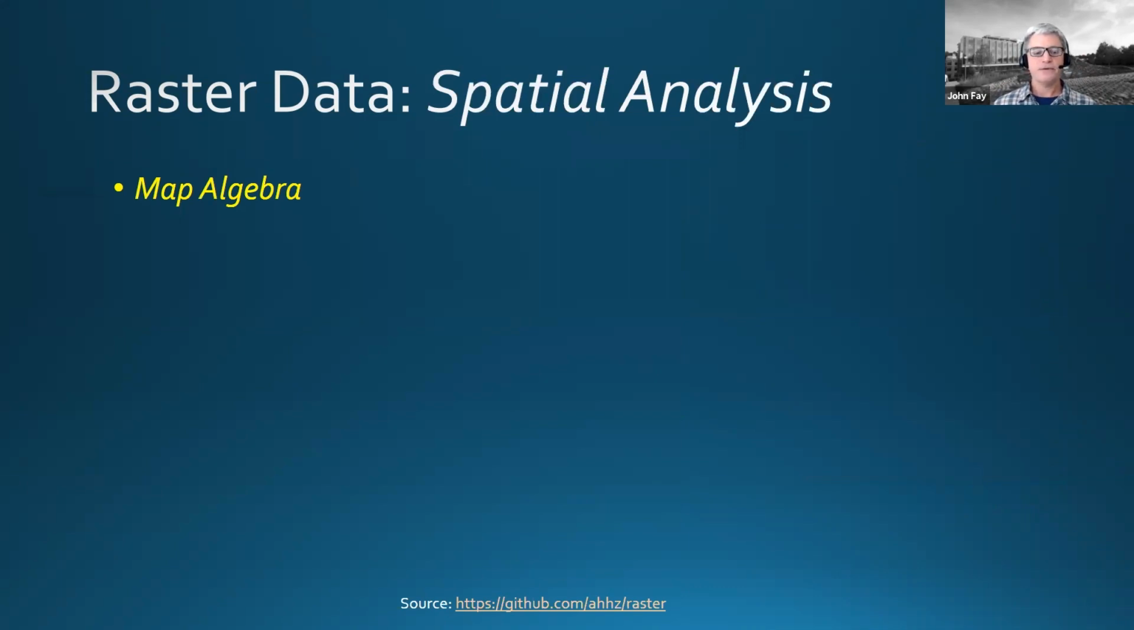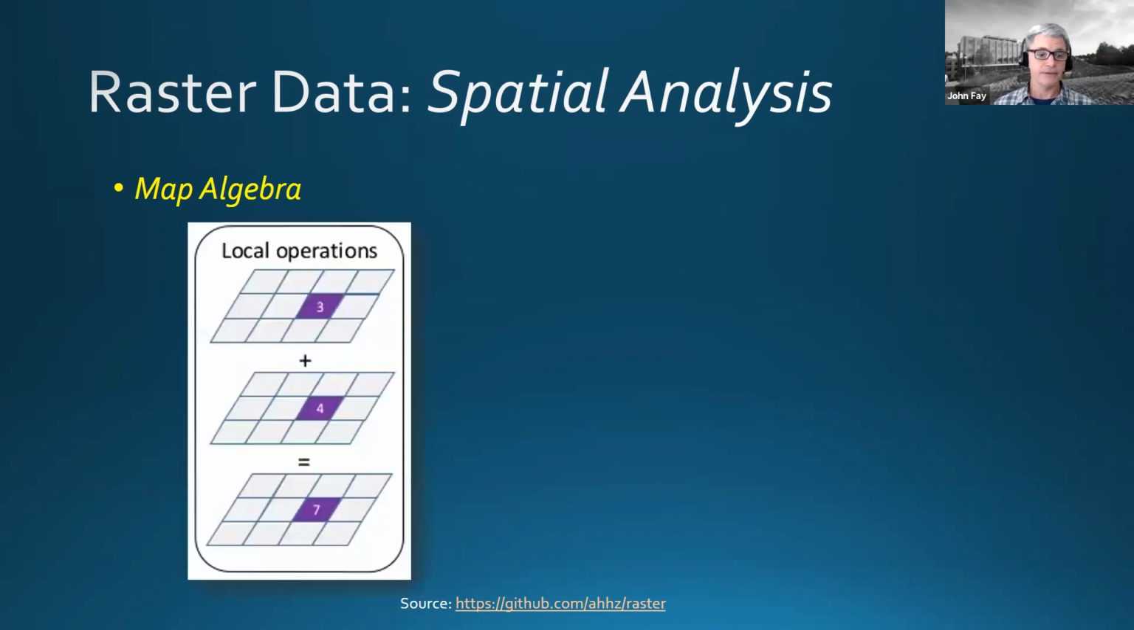So they come in a few flavors. Map algebra, which is just taking these matrices and doing familiar matrix algebra, if you will. So local operations is taking a pixel at the same location among different stacks or images and doing analyses. So it can take 3 + 4 and produce a new output, 7.